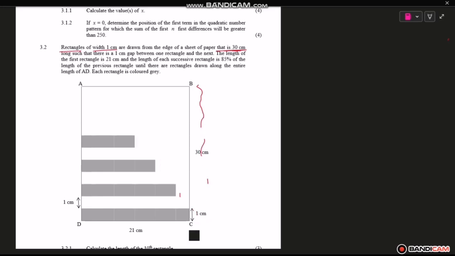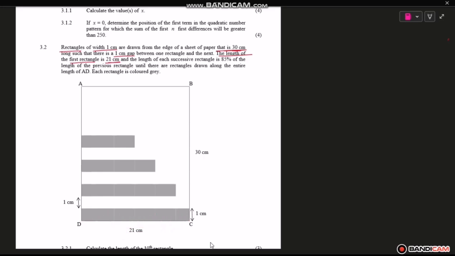Then let's continue. Such that there is a 1 centimeter gap. As you can see here between the gray rectangles, there's a 1 centimeter gap between one rectangle and the next. Therefore, the length of the first rectangle is 21 centimeters. As you can see, the length of DC, or the first rectangle, is 21, meaning that will be our A. I'm not sure if you understand that.